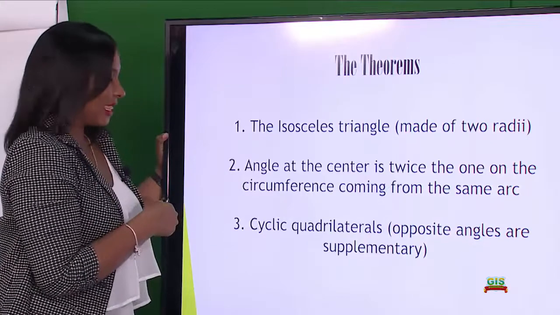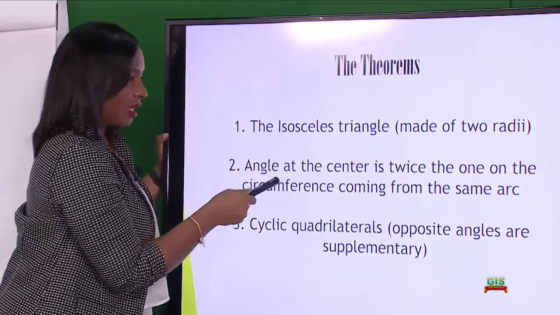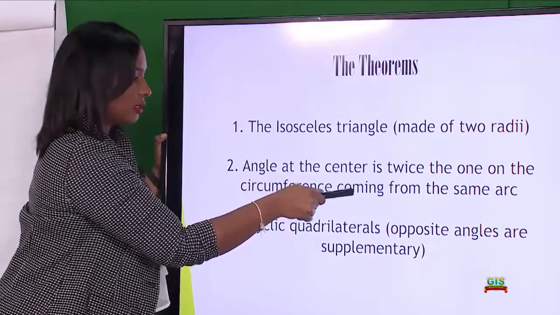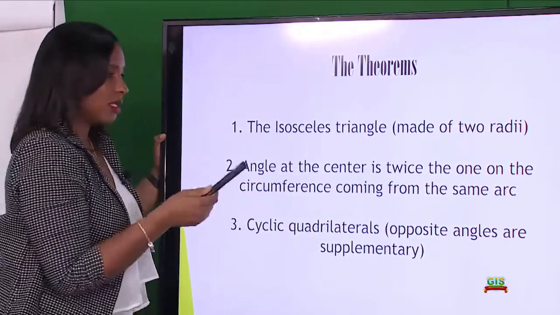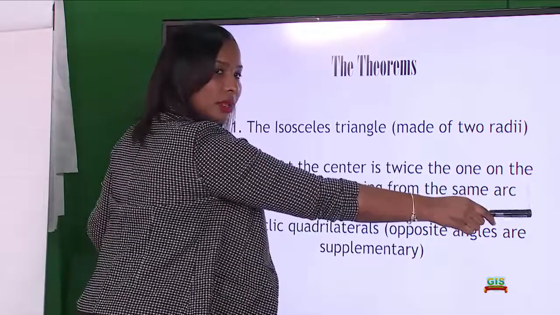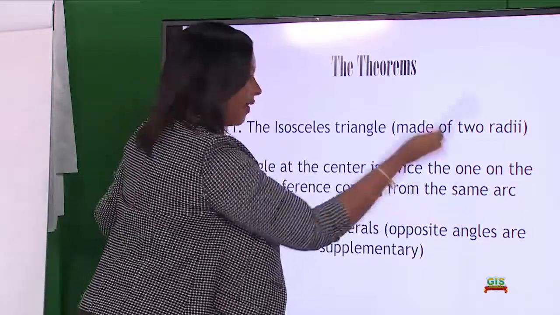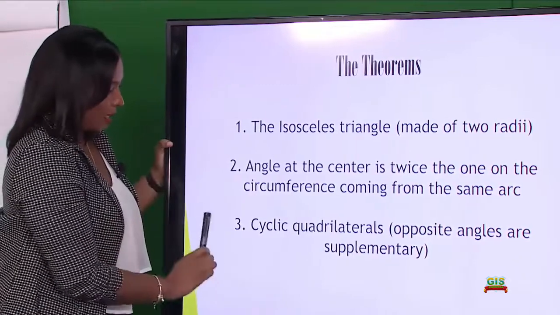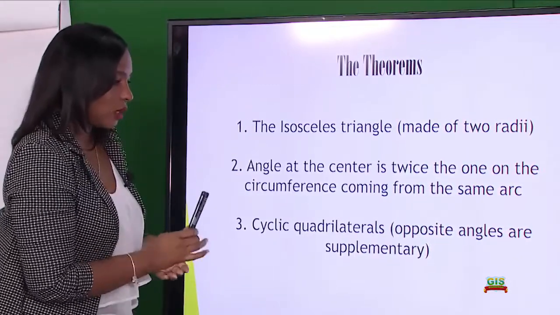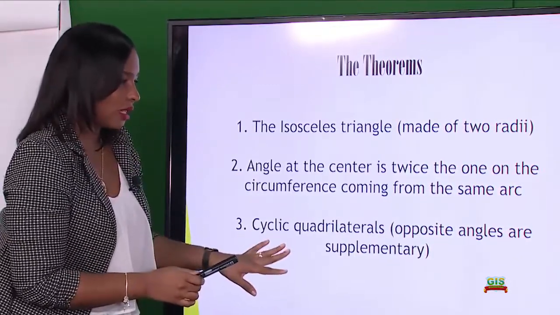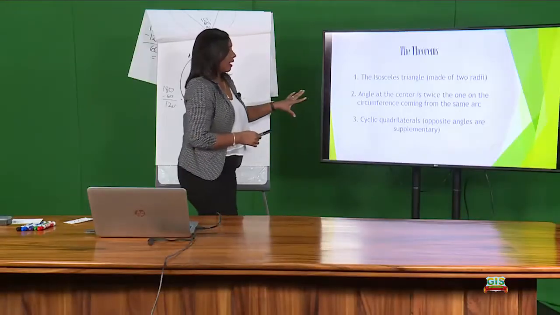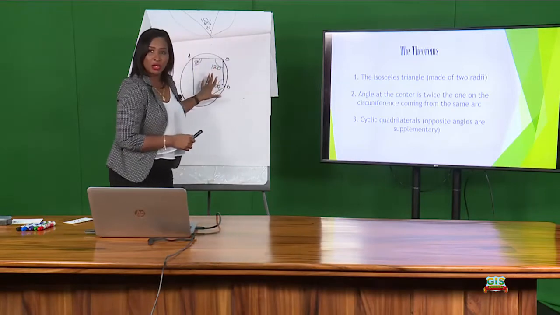We are sure it is isosceles because there are 2 radii making 2 lengths equal, therefore 2 angles equal. Good? And then we have the angle at the center, which is twice the one at the circumference, since they're coming from the same arc, or what word can we insert here? Arc or chord. Very good. All right. So that is the second one. And the last one we looked at is the cyclic quadrilateral, where opposite angles are supplementary. All right. So those are the 3 that are going to govern this particular question.